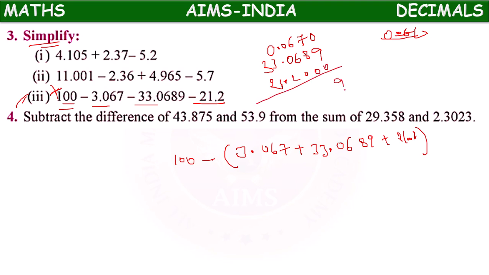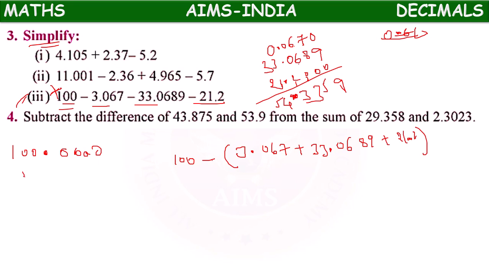So here 9, 7 plus 8, 15, 1 we will keep here, 6 plus 6, 12 plus 1, 13, 1 we can keep here, 2 plus 1, 3, 3 plus 1, 4, 3 plus 2, 5. So here 100 point. How many places are there? 1, 2, 3, 4. 100 point. We can take 4 zeros.